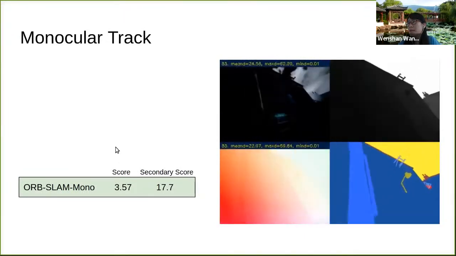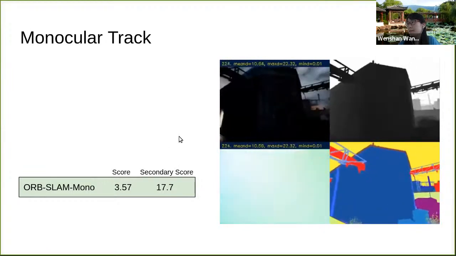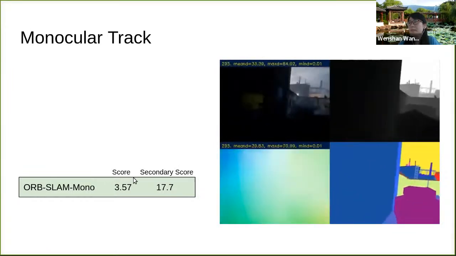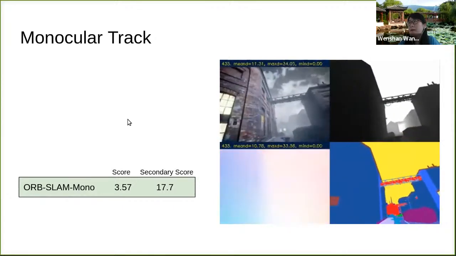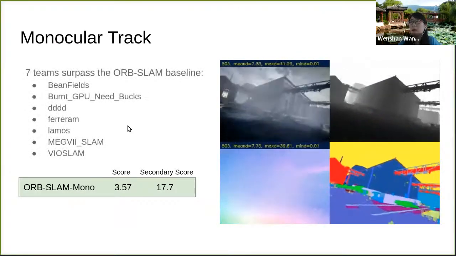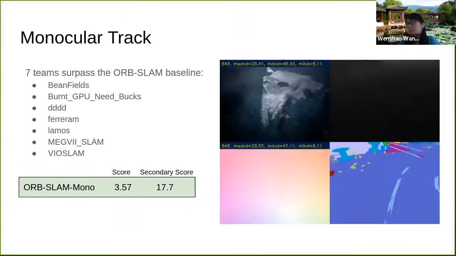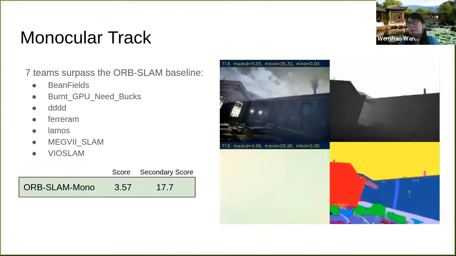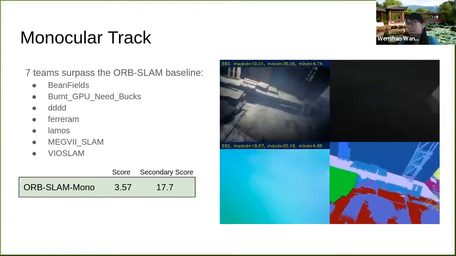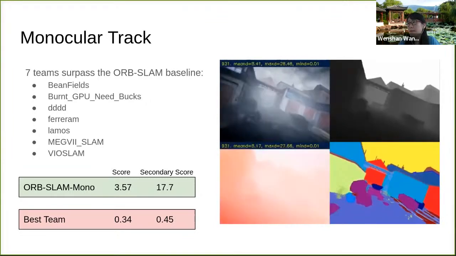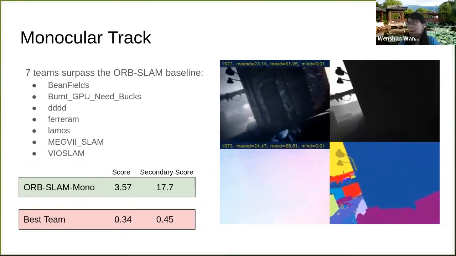Before we started this challenge, we ran ORB-SLAM algorithms as a baseline, as shown in this slide. The ORB monocular method reached a score of 3.57 in our monocular track. After 3 months of competition, 3 teams surpassed the ORB-SLAM baseline we set up here. They are Beanfield, Current GPU Needs Bugs, BDDD, RAM, Ramo, VG SLAM, StackG SLAM, and VRO SLAM. The best score is 0.34, which is much better than the baseline.